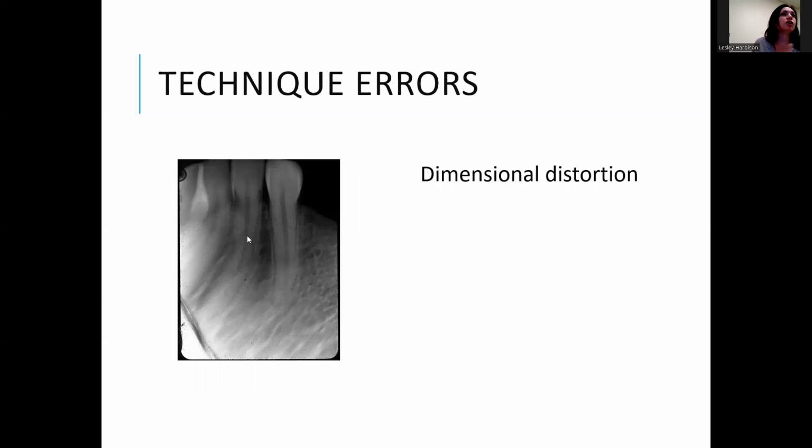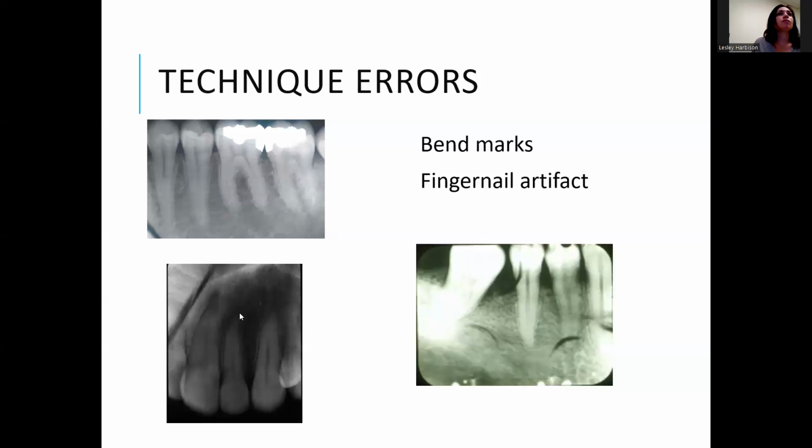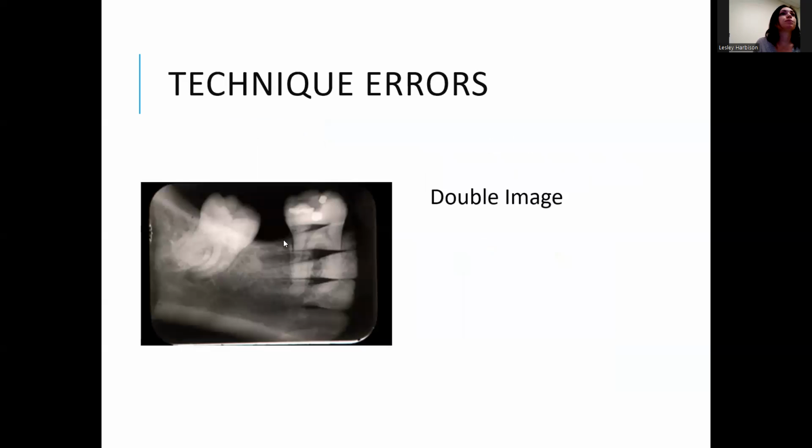This one is a dimensional distortion. There's some severe bending of the film. And so the picture got really distorted. You can also see some bend mark right here. And again, another bend mark. You can see how there's dimensional distortion there. Fingernail marks from rounding and pushing on the film to kind of round it out. Another bend mark down here in the corner.